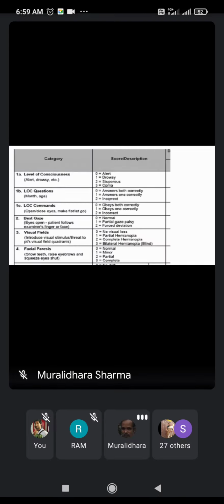The score would be 0 to 2 depending upon the correct answers, and the patient obeying the commands, whether the patient can obey the commands or not, like open and close the eyes, or move some limbs. So, whether the patient can follow you or not, again the score would be 0 to 2. And whether the patient's eyes open, and whether the patient can follow the fingers or the face of the physician, whether they can really have a proper gaze or not, that again you will have the score of 0 to 2. The visual fields is another issue.